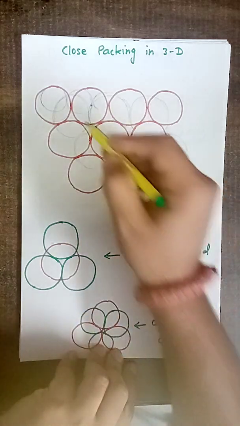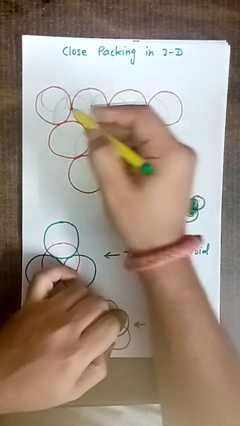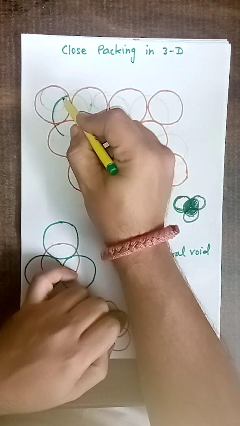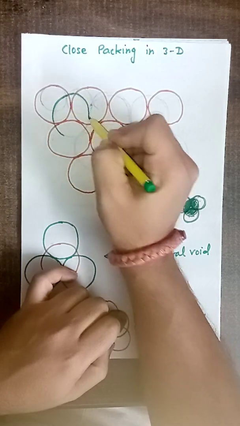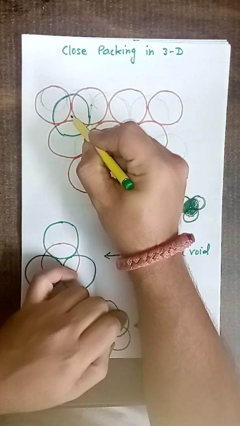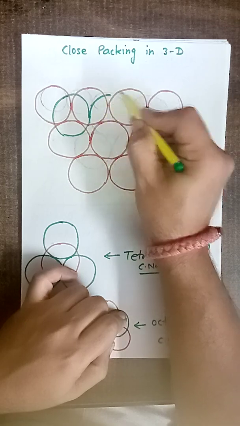So now I am going to draw the particles of the second layer with the help of green color. You can see here, this is the first particle of the second layer, and you can see it is occupied over this triangular void. Similarly, this is another particle.